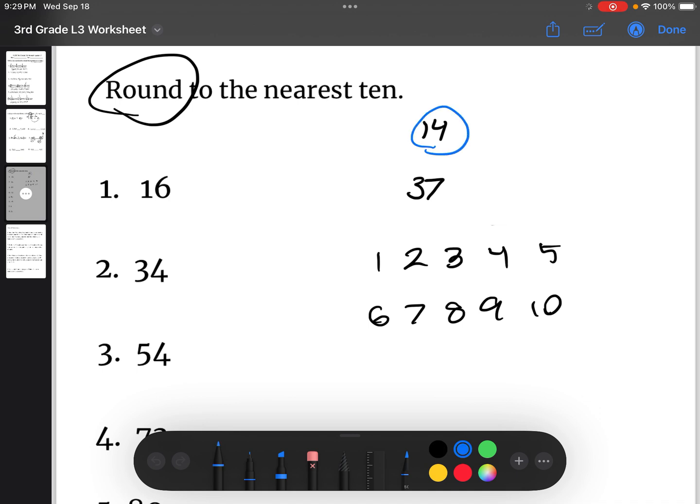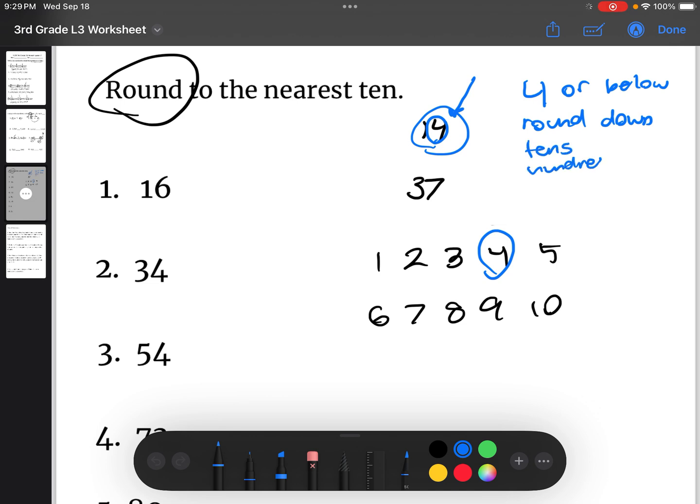You're going to look at the last digit here, which is 4. You're going to mark the 4 out, and if it's 4 or below, then you're going to round down to whatever it is, whether it's tens or hundreds. So in this situation, let's say we're rounding to the tens, and with a 4 we're going down, which means 14 would round down to 10.